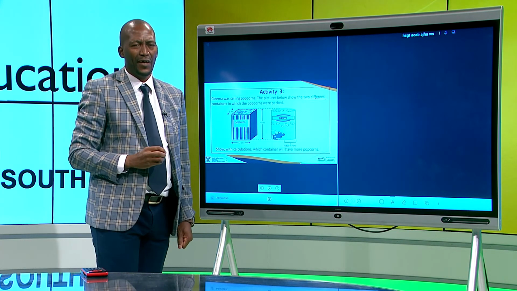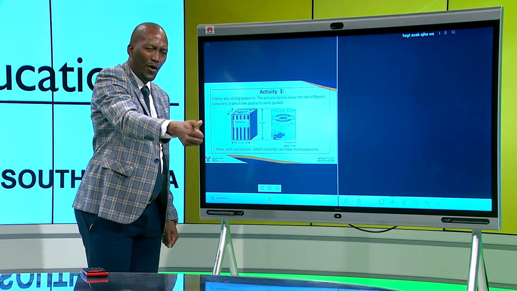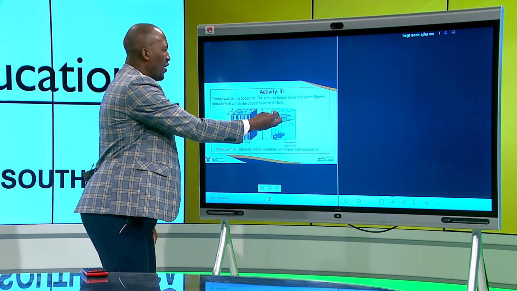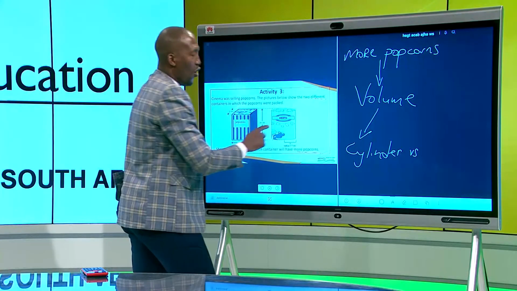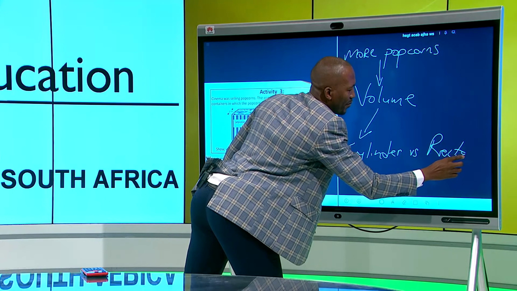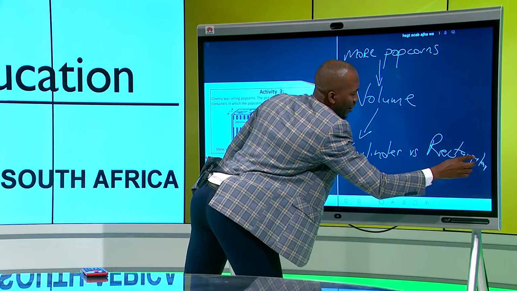So with this type of question, you must understand whether it is looking for volume or for surface area. Now it's looking for the inner contents. They say, which container will have more popcorn? So for more popcorn, we are going with the concept of volume. And in this volume, we are going to look for the volume of a cylinder versus the volume of a rectangular prism.